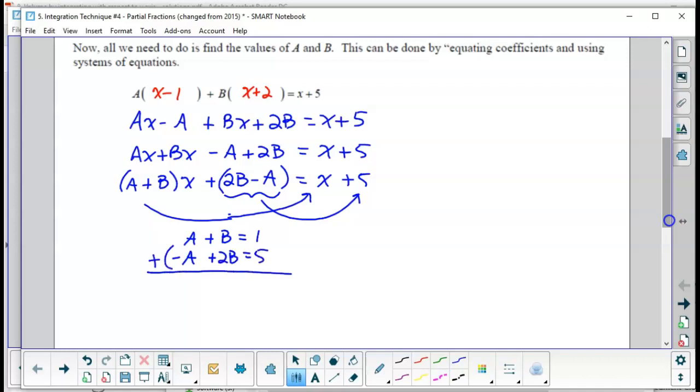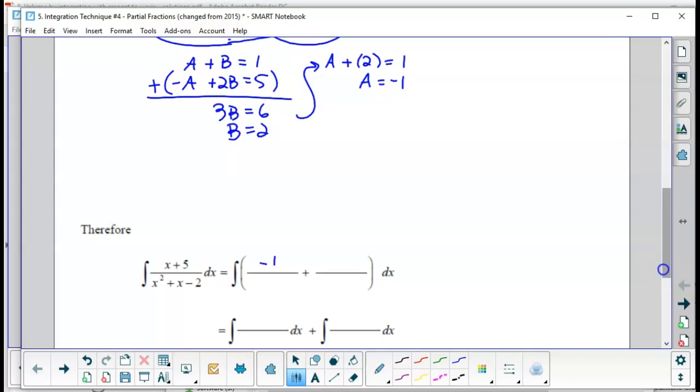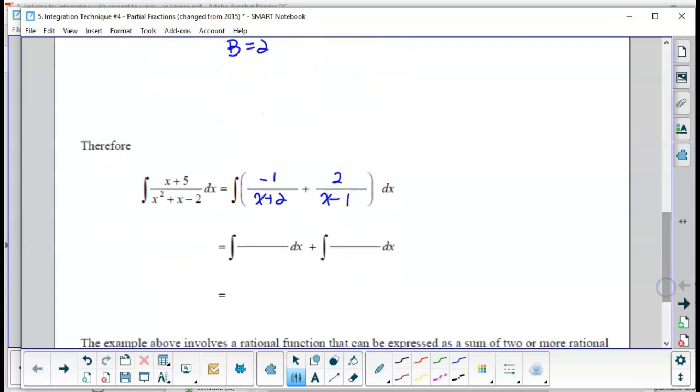Now when I add my equations, back to math 10, you get 3B equals 6, so B equals 2. Substitute that in. A equals −1. Okay, so therefore, now we can fill that in. So now we can split this up. A is −1, and that first denominator we said was x + 2. And then B was 2 when the denominator was x − 1. And then you can split that up.